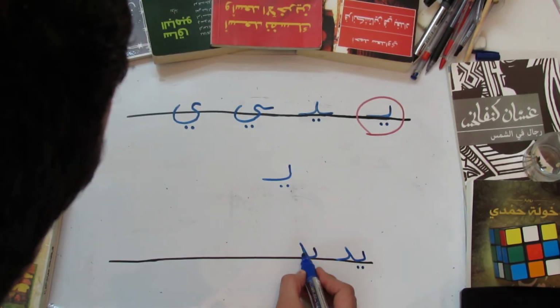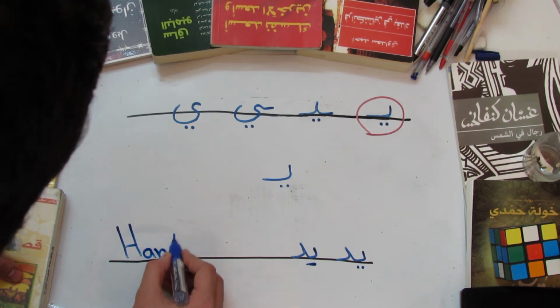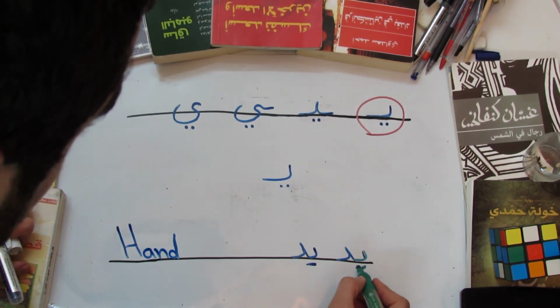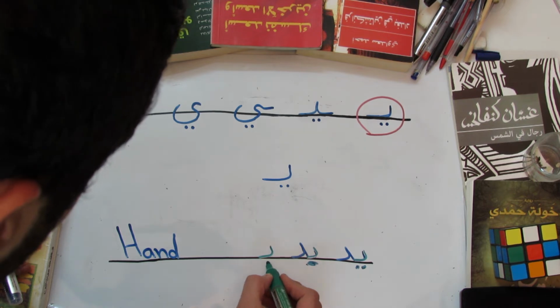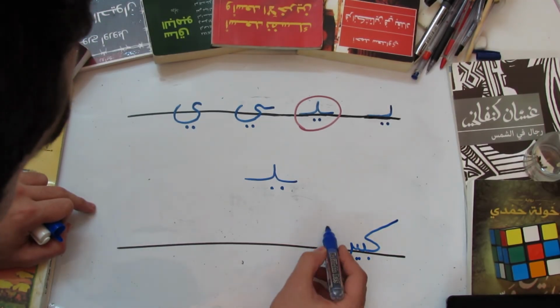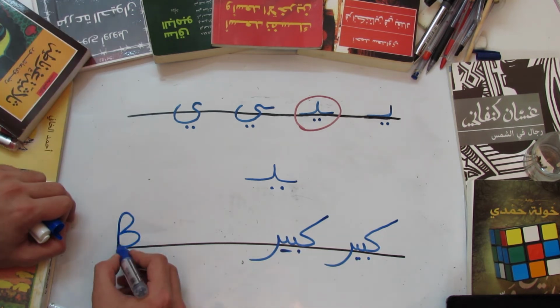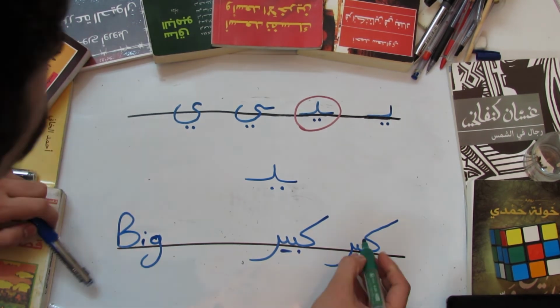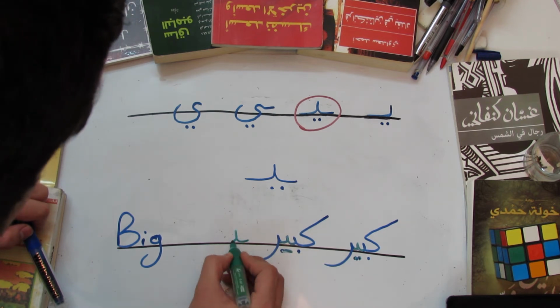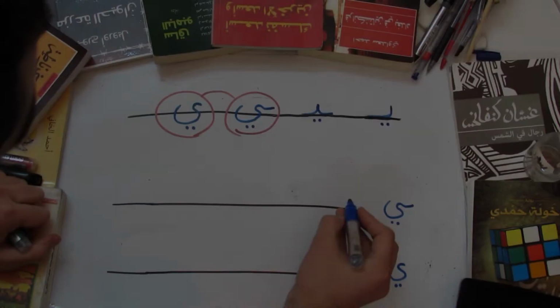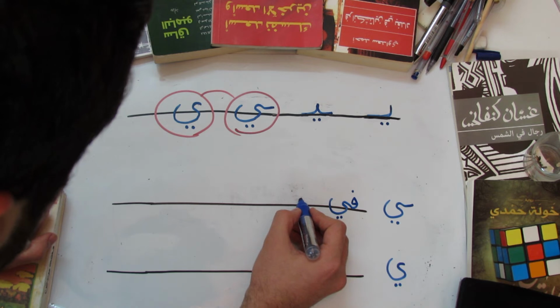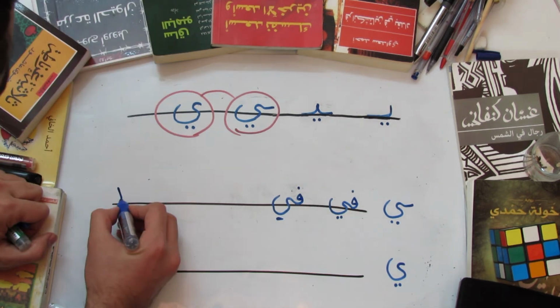When it comes at the beginning of the word, it looks like others in this group. And as an example is the word يد, hand. And it looks like them when it comes in the middle of the word too, like the word كبير, big. And at the end of the word, we can see its shape clearly.